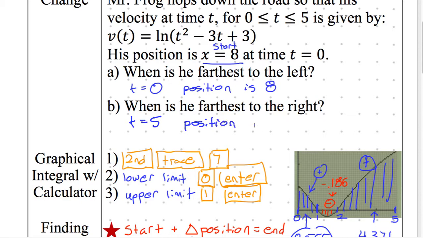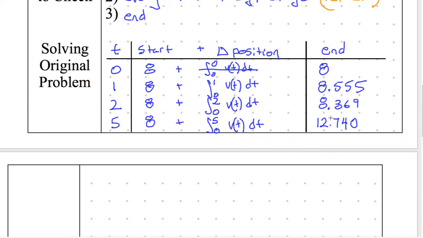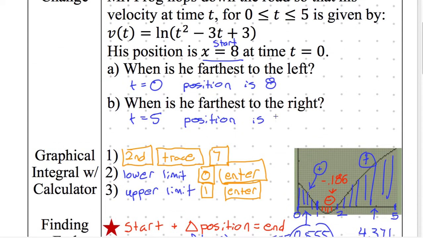Position is the highest. It's a relative extrema. It happens to be the extrema of all of it. 12.740. And that concludes the notes. Any questions before we write our summaries? All right, thank you.